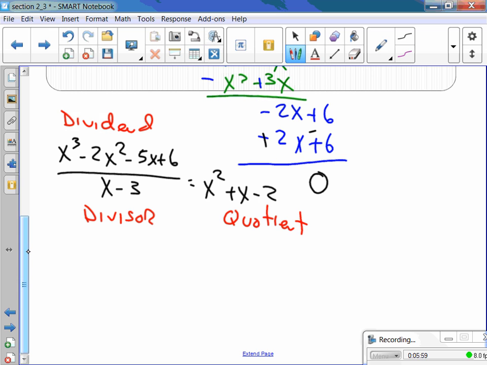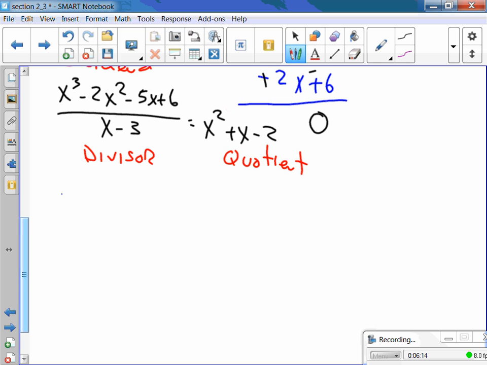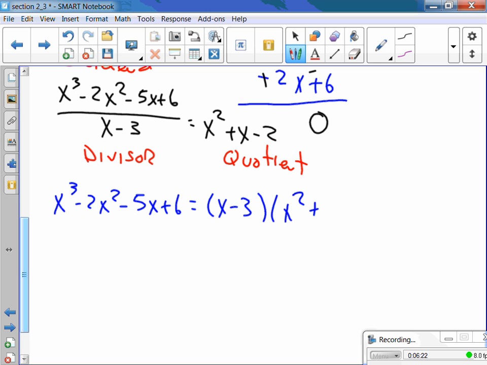So we did this. My dividend, that x cubed minus 2x squared minus 5x plus 6 divided by that x minus 3, giving us this quotient. Or if I multiply both sides by the divisor, what did we just do? We just took this polynomial and factored it, or came up with at least one factor. We can use this, and also tomorrow we'll talk about synthetic division, using the division to come up with factors of higher degree polynomials. It's a useful tool.